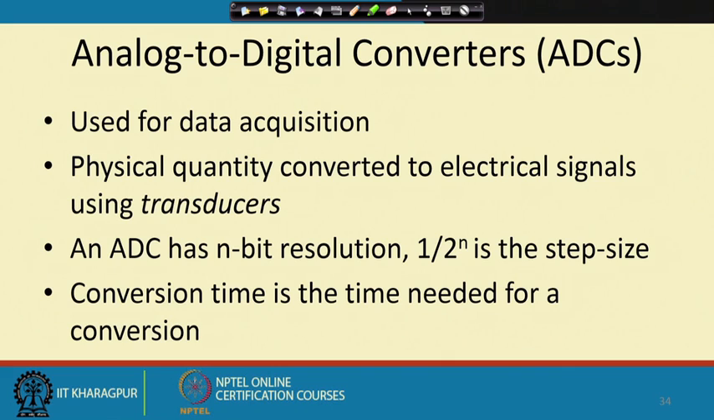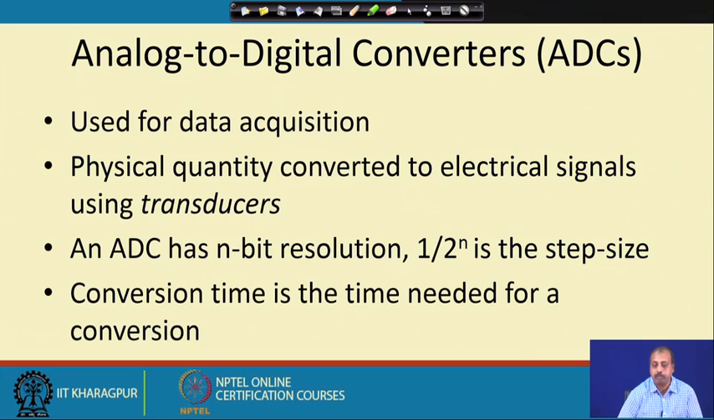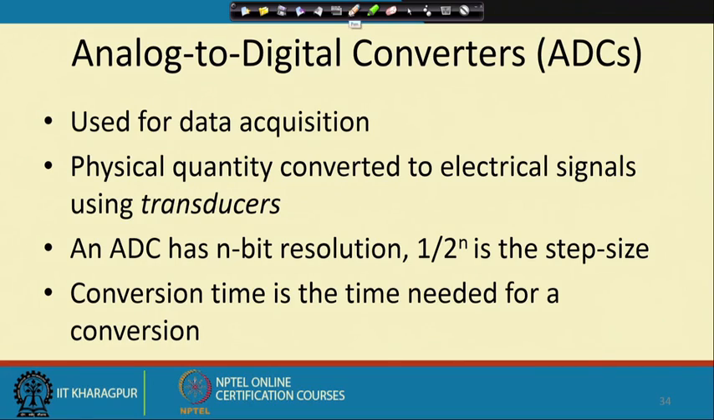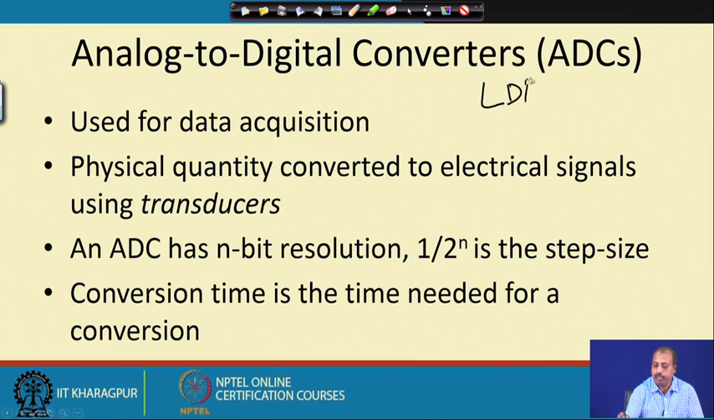So, what is required is that we convert this analog data into digital values. This is done by chips known as analog to digital converters or ADCs. They are used for data acquisition, that is, for collecting data from the environment, where a physical quantity is converted to an electrical signal using transducers. A transducer is a device by which you can convert physical data into an electrical signal. For example, a very simple transducer is the light dependent resistor or LDR.